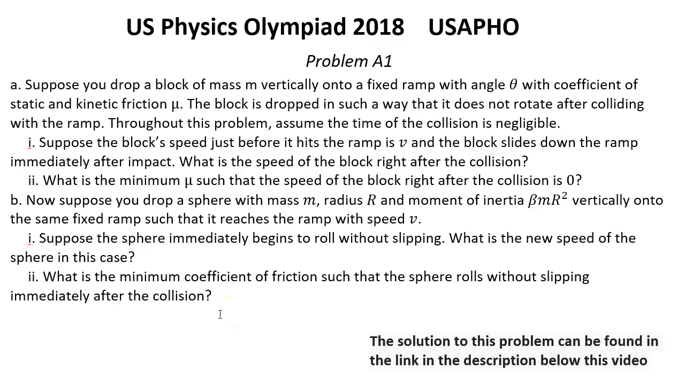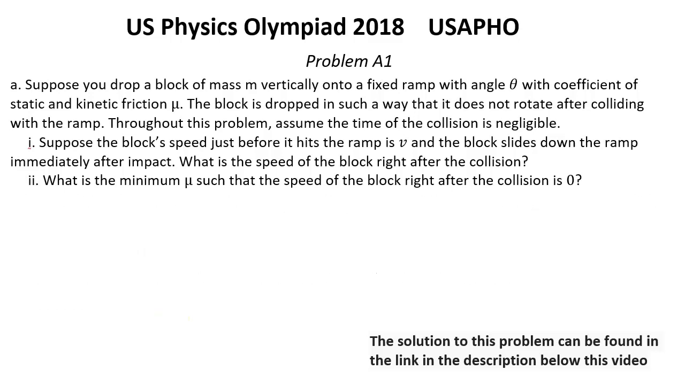Solutions for problem A1. Part A. During the collision, the block receives impulses from the normal force, friction and gravity. Since the collision is very short, the impulse due to gravity is negligible. Let Pn and Pf be the magnitudes of the impulses from the normal force and the friction force. Since the block stays on the ramp after the collision, its final momentum is parallel to the ramp.